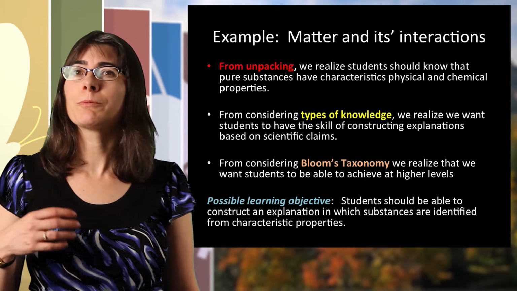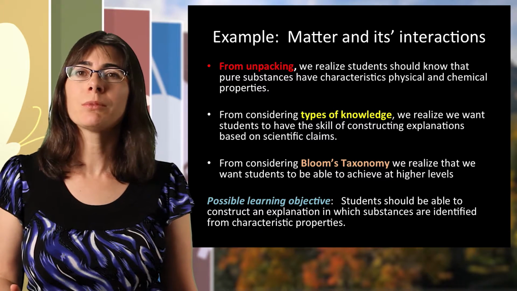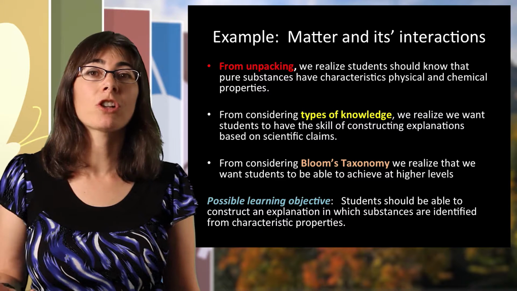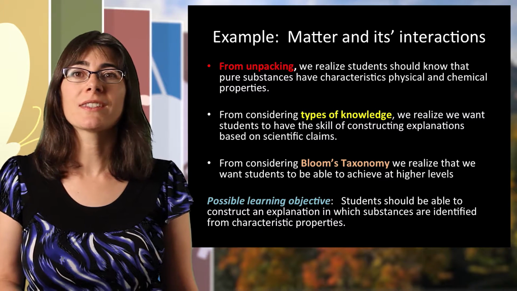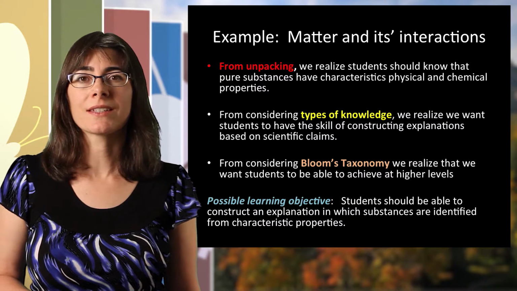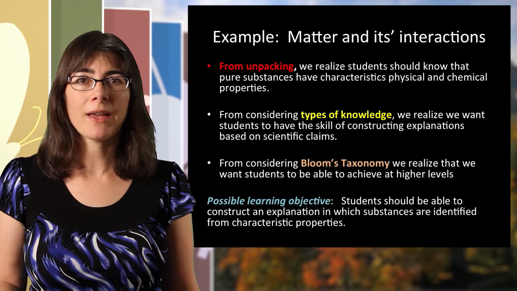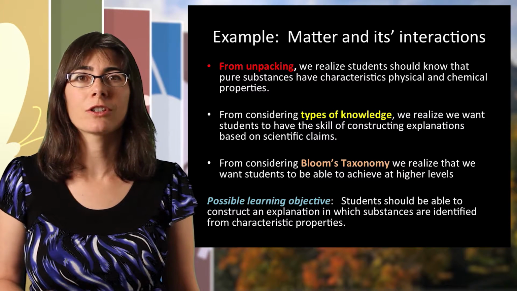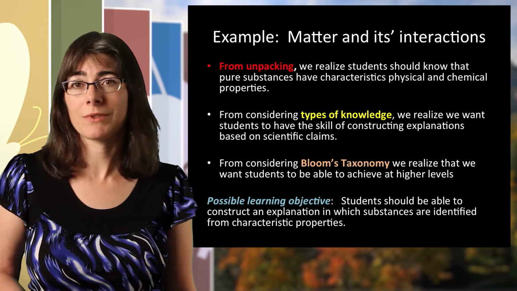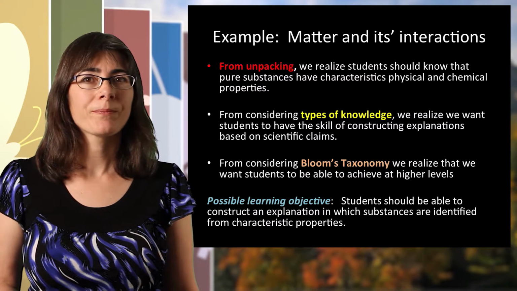And then by looking at Bloom's taxonomy, we know that we want them to achieve at some higher levels. So a possible learning objective that combines all those pieces is that students should be able to construct an explanation in which substances are identified from characteristic properties. So that gets at all of those pieces. You might not necessarily need to go through this detailed of an unpacking and repacking process for all of your objectives, but it's just helpful to look at an example of where you do this in some detail, because it can help guide you in your general approach.